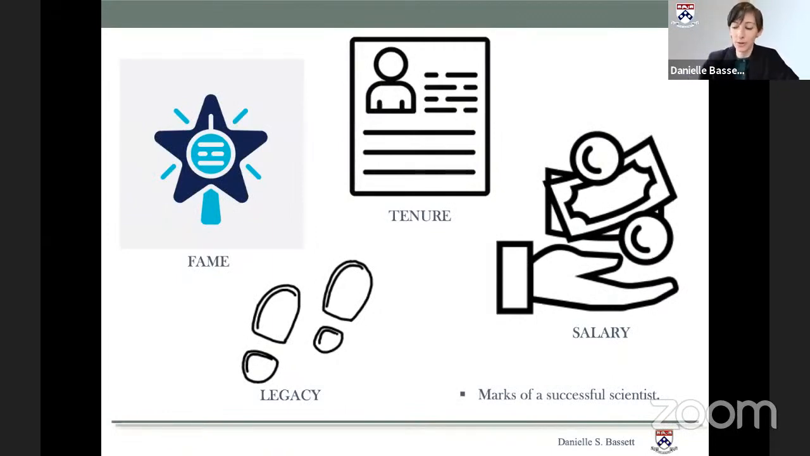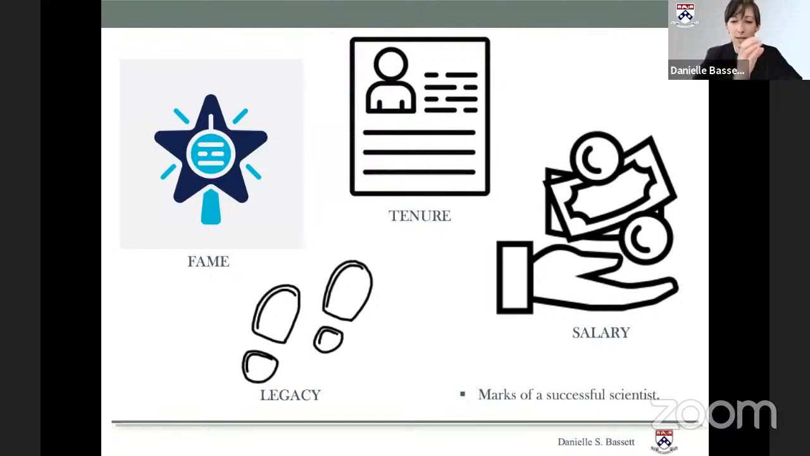So what do you think about when I ask the question, what does it mean to be a good scientist? Well, some of you in your minds may be thinking, well, if you're famous, you get tenure, you have a legacy that you've left of ideas and discoveries that you've created. Maybe you have a really high salary. Here are some marks of a successful scientist. But I want to ask the question of, are these the right marks?